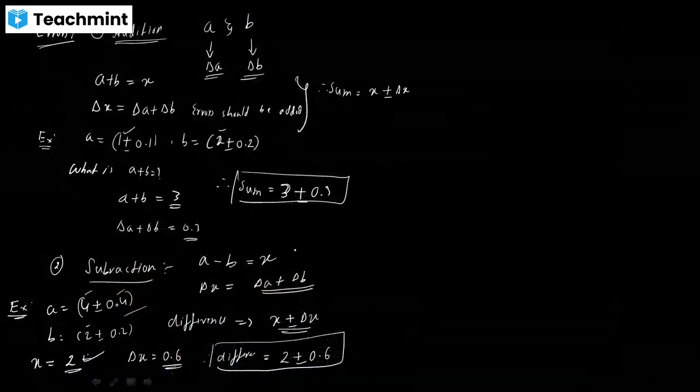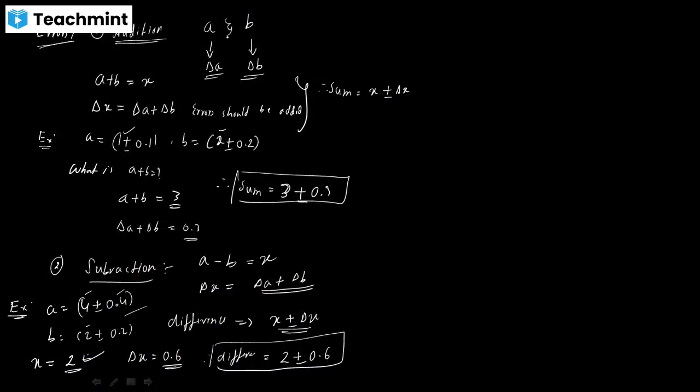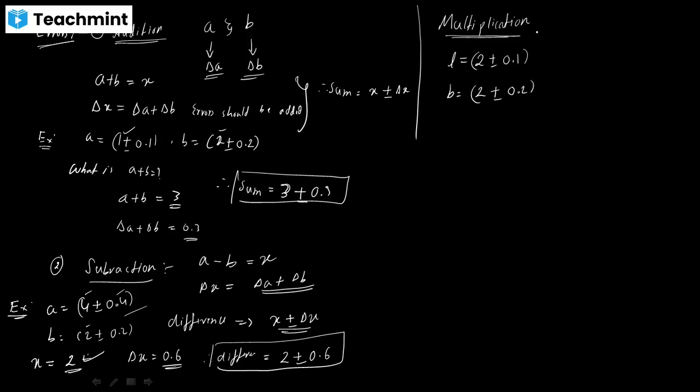Okay, shall I clear it? I will go on here only. So next is multiplication. Let us say that the length of a rectangle is 2 with the error 0.1. Breadth is also 2 plus or minus 0.2. Now we want the area. So for this rule, we have length into breadth is equal to area. So for that what do we have to get?